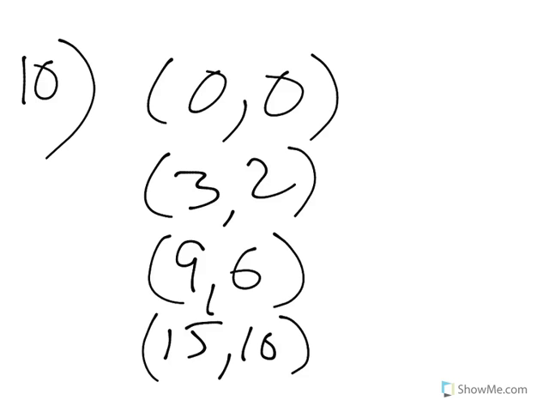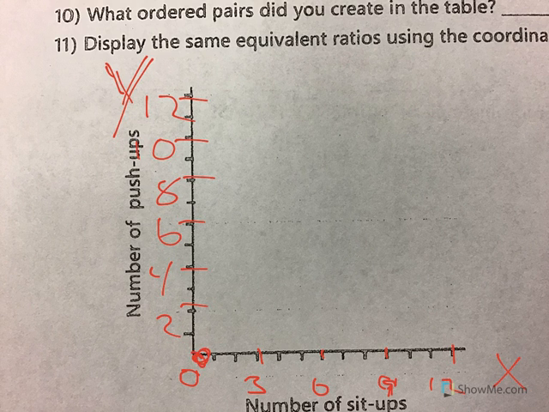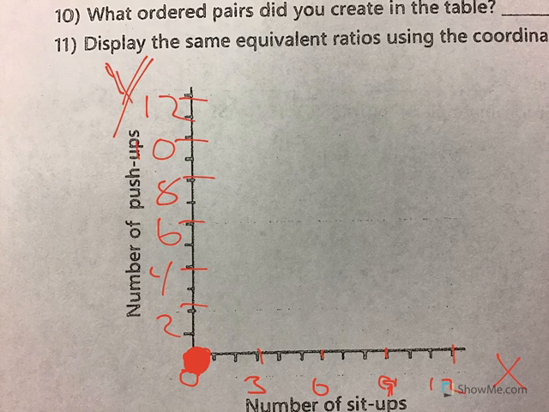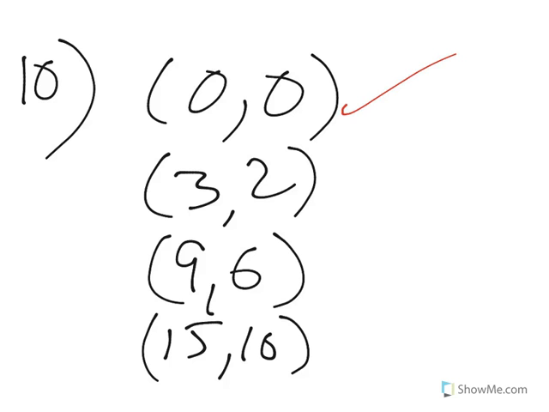Now I'm going to go back to my ordered pairs, my tables, my double number lines. The first one to graph is 0, 0, which is my origin. So when I graph that, that's this point right here. So I make it nice and big right at the origin. That's the beginning. My next ordered pair was 3, 2. So I start at my origin, I go over 3, I go up 2, and I plot it right there.